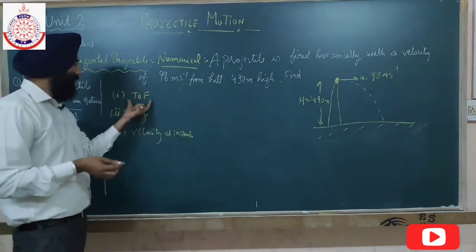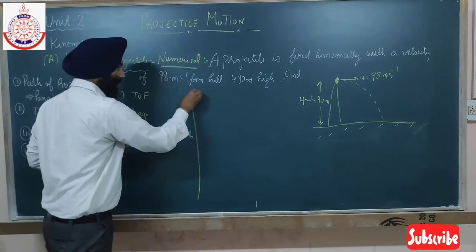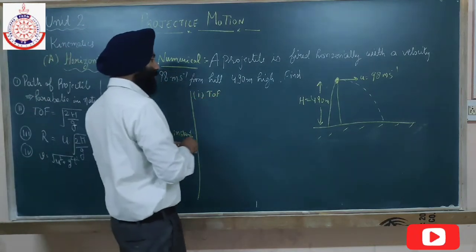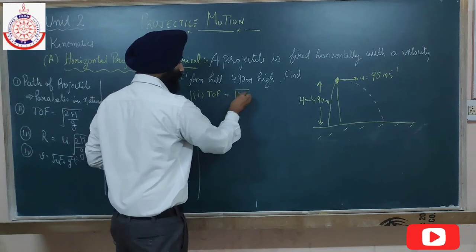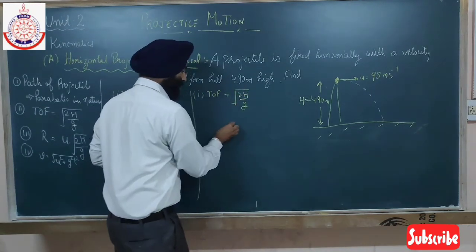Fine. So what do we have to find? At first we have to find the time of flight. And you know the formula of time of flight, which is equal to under root 2h upon g. Fine. You know the value of h. Implement all the values.